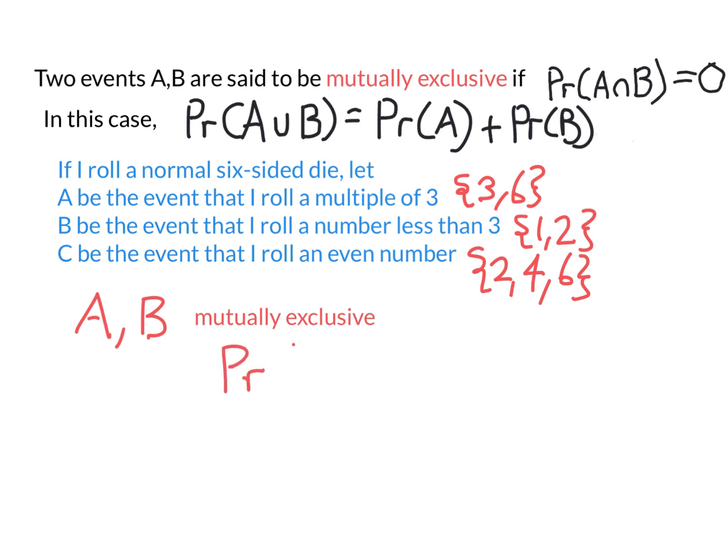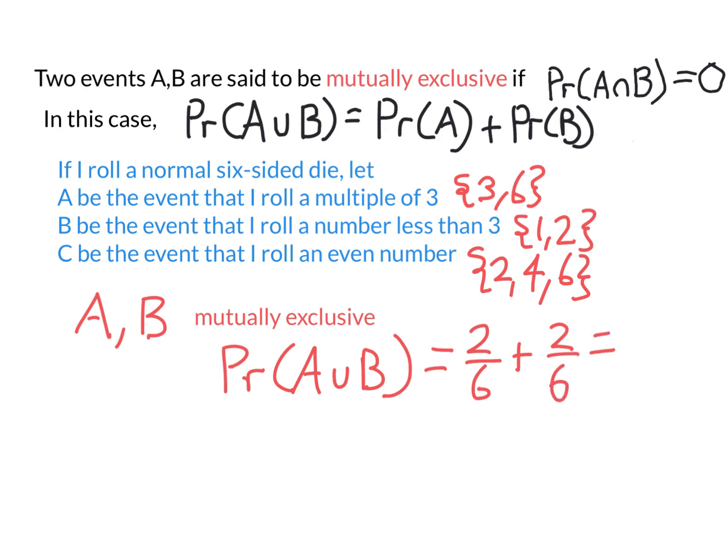So the probability of A or B, probability you roll a number that is a multiple of 3 or is less than 3, is just the sum of their probabilities. Probability of A is 2 over 6. Probability of B is 2 over 6. So 2 over 6 plus 2 over 6 just gives you 2/3. So when you have two mutually exclusive events, the probability that either happens is just their probabilities added up.